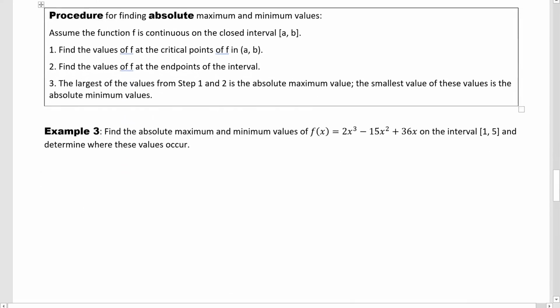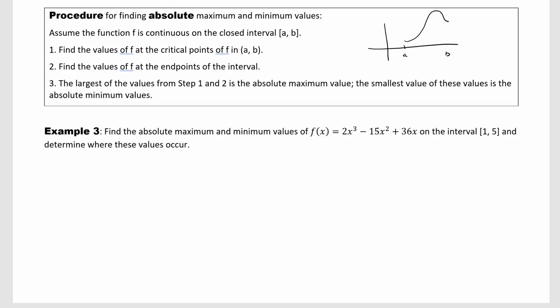All right. So procedure for finding absolute maximum and minimum values. Okay. So next, we learned how to find the critical points. Next, we're going to find absolute maximum and minimum values. So first, let's assume f is continuous on a closed interval a to b. So what do we do? Let's say we have interval a to b is closed.